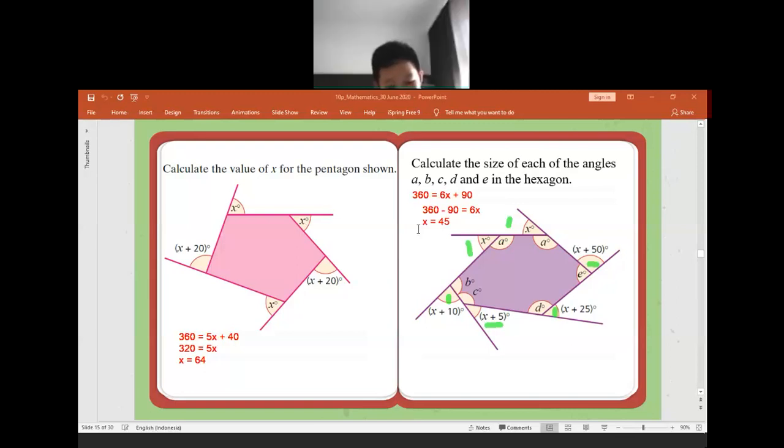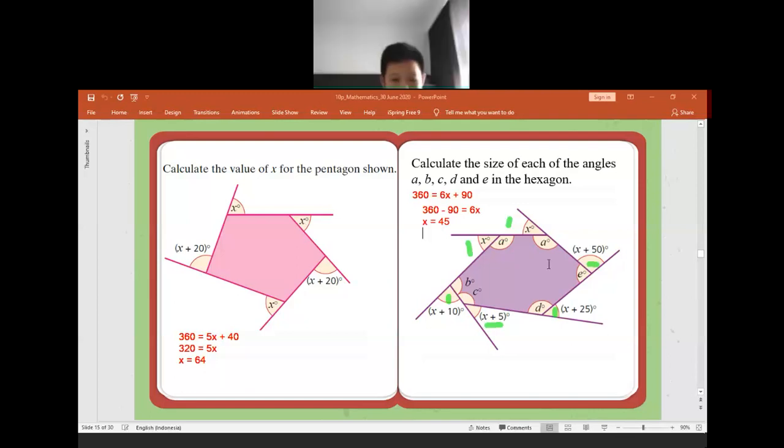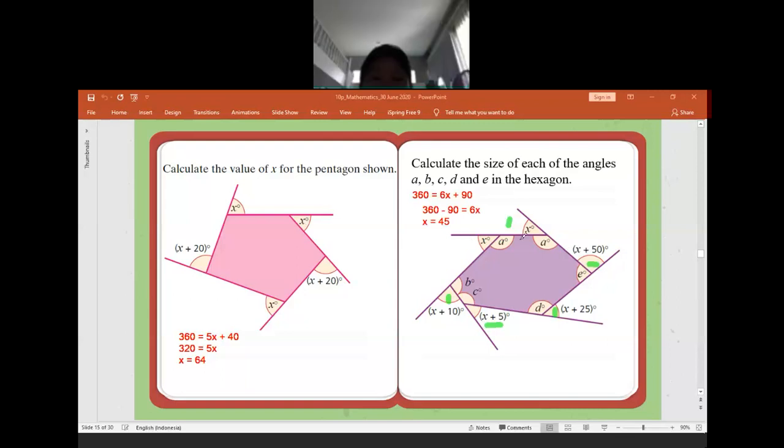Is there anyone who has difficulties or is confused? No. Okay, let us find the angles A, B, C, D, E. How many degrees is angle A? Anyone want to help me? 135. 180 minus 45, so it will be 135. Okay, anyone confused?